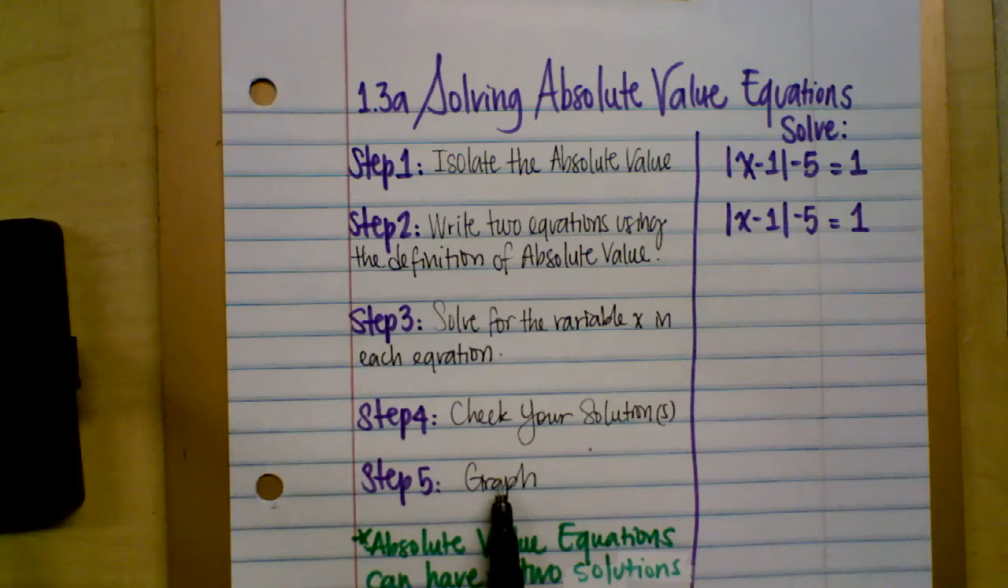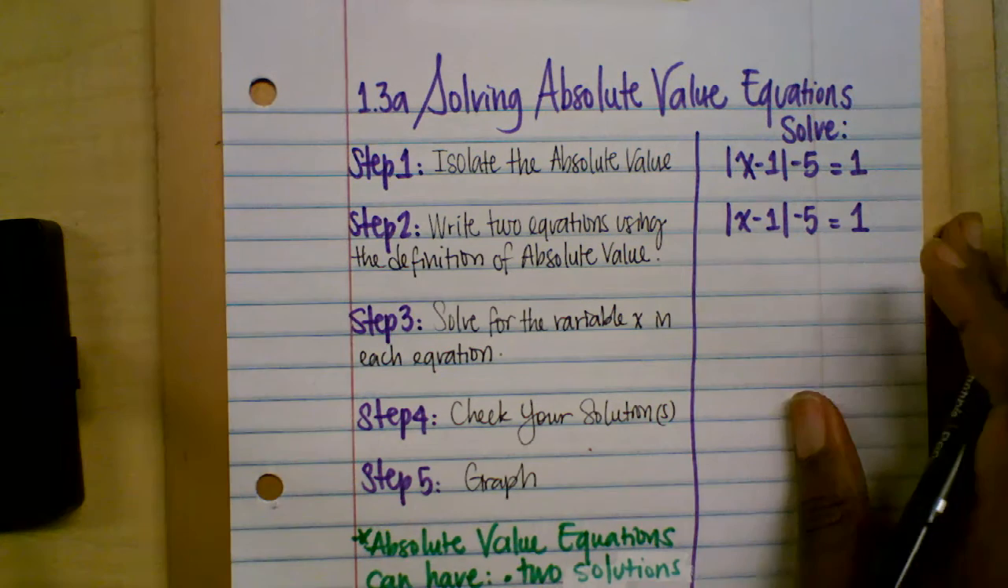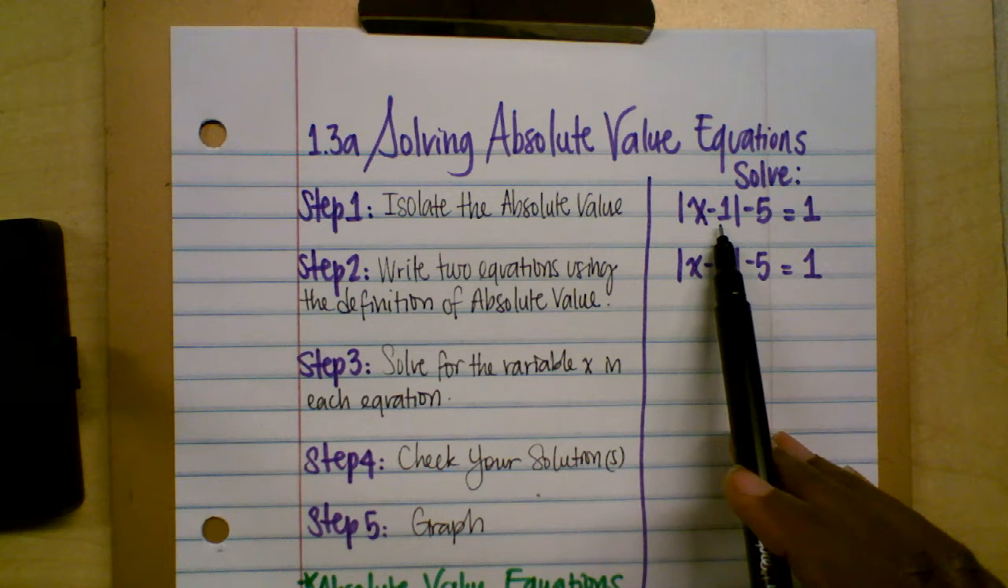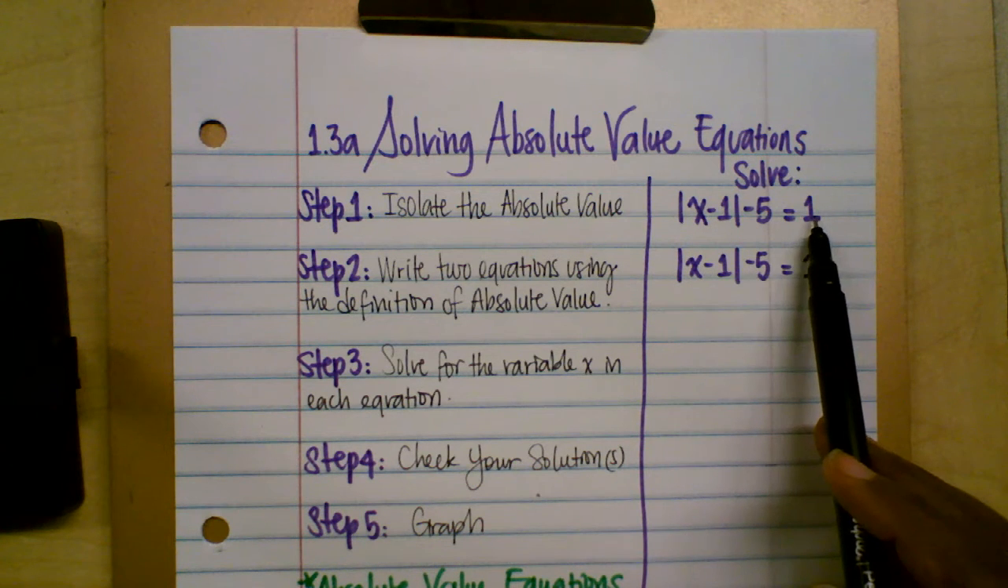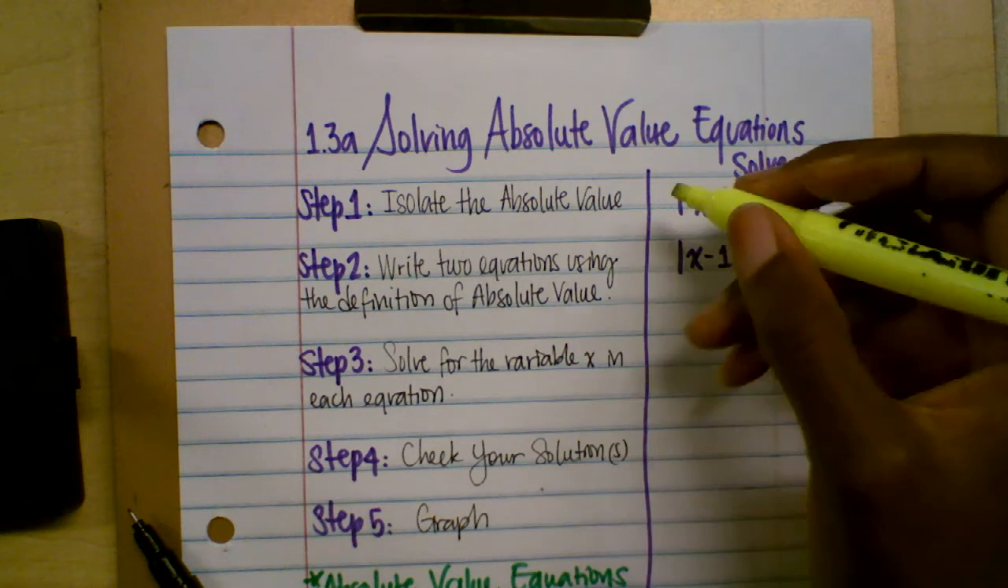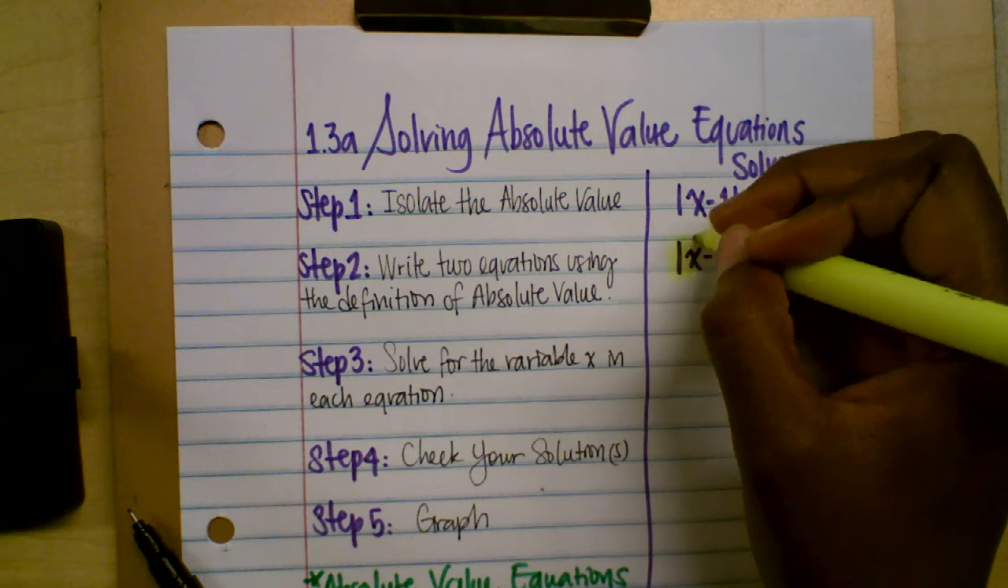Usually solving does not mean graphing, but we tell you if you need to graph or not. But I just want to show you how to graph. Let's start. You're going to be solving the absolute value of x minus 1, minus 5 equal to 1. So the first step is to isolate the absolute value. I'm going to highlight the term of the absolute value.